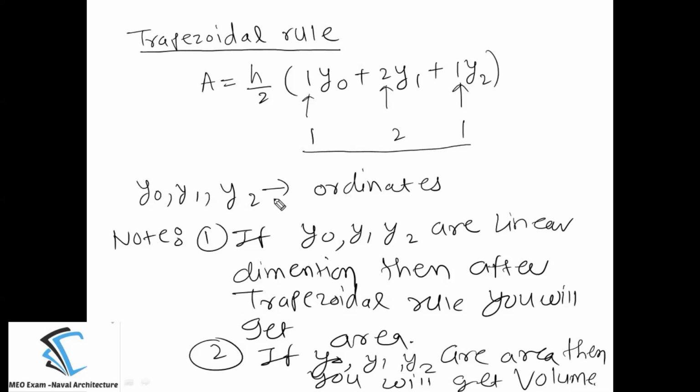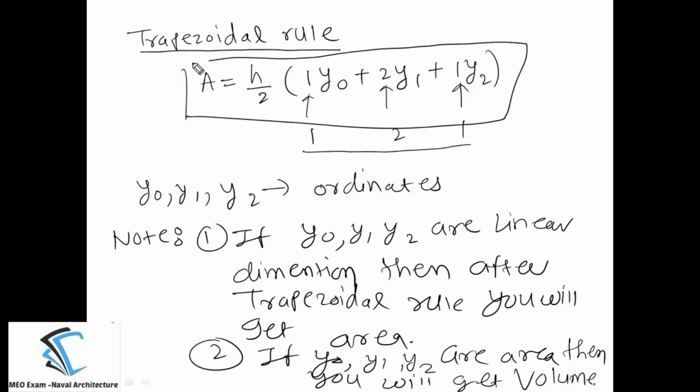So this formula is not only for calculating the area. If you are taking y0, y1, y2 as linear parameters like a length, then you will get the area. If you are taking y0, y1, y2 as areas, then you will get the volume after using this trapezoidal rule. Okay, so let's do one numerical. Simplest numerical we will take now.